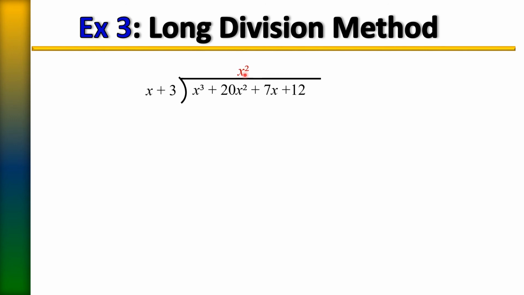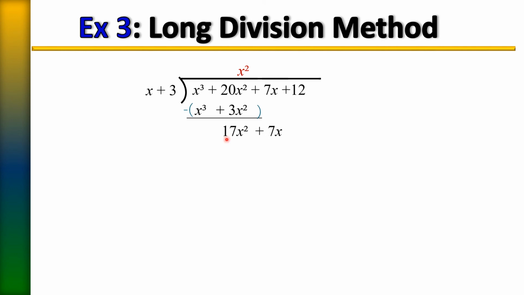So x squared times x, yes, it is x cubed. x squared times 3 equals 3x squared. Subtract. Remember, when you subtract, these become the opposite. This will become negative x cubed, and this will become negative 3x squared, which means we're going to bring down a 17x squared, and we can also bring down our 7x.